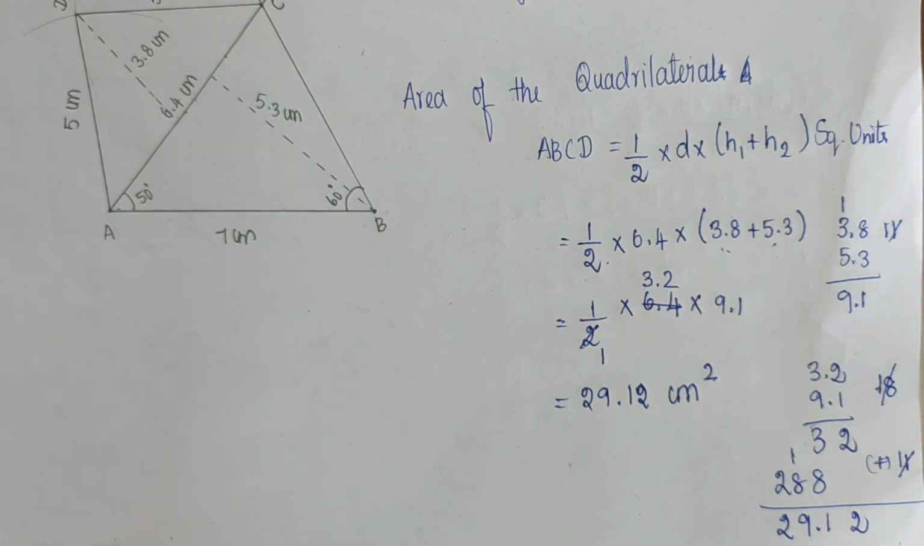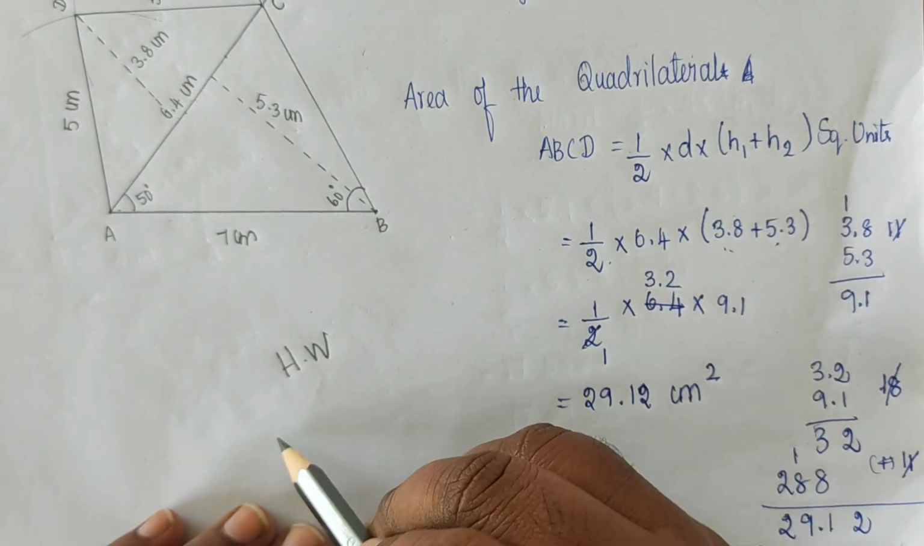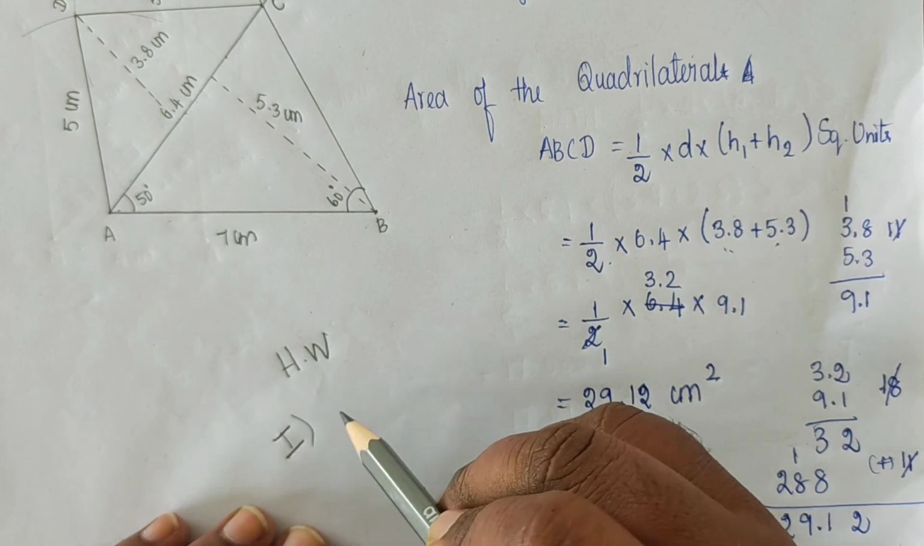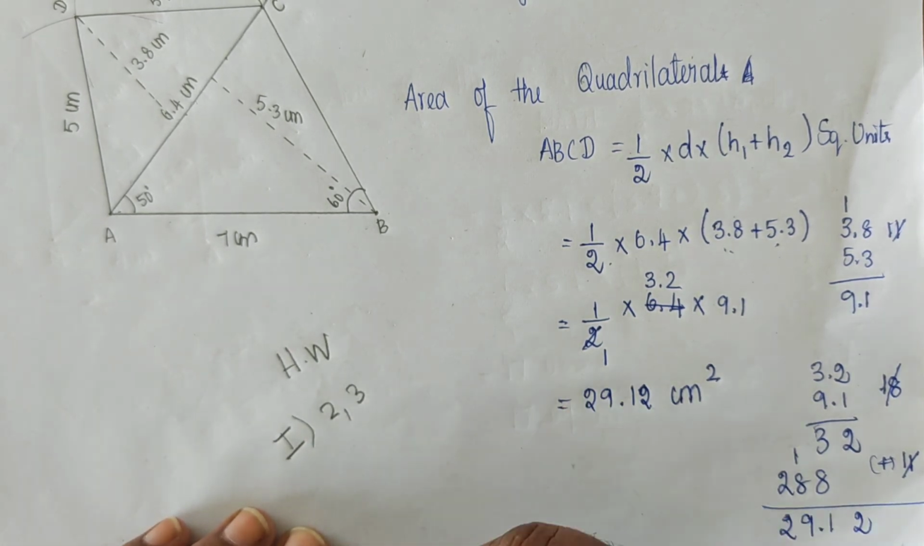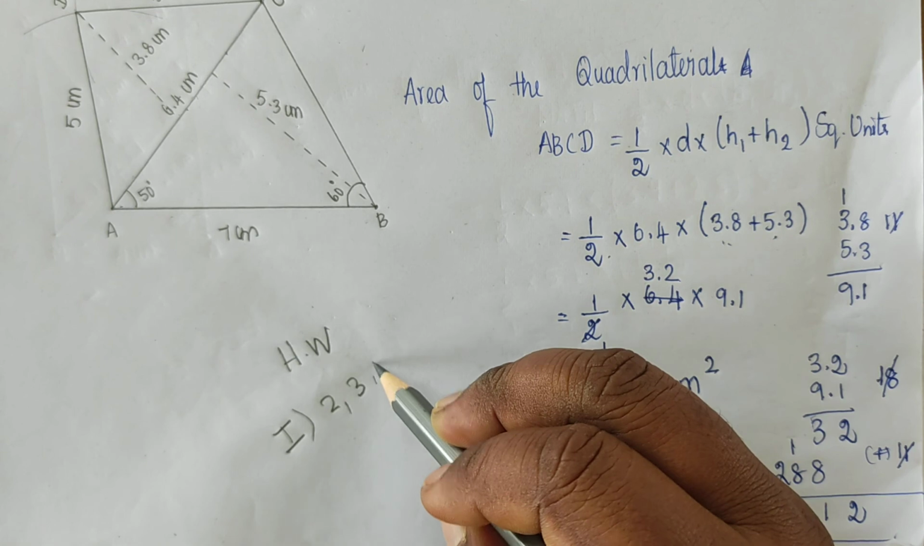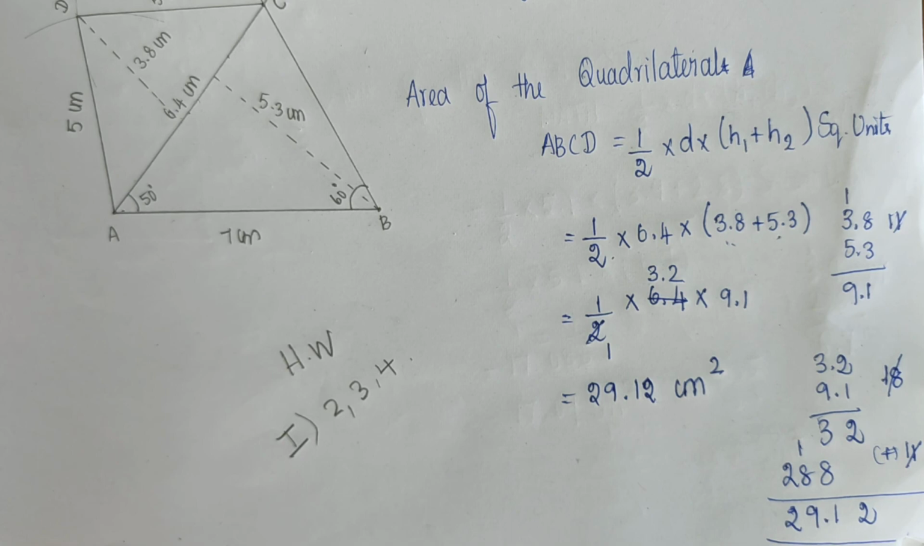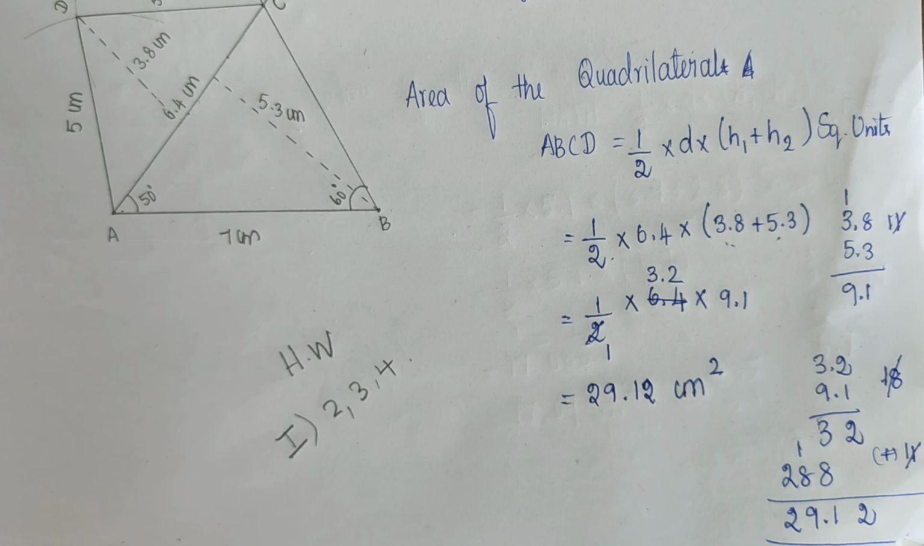Okay, students, homework. Mark in your textbook: Roman numeral 1, problem numbers 2, 3, 4 are homework. Okay, students, mark the homework and do your homework in your note.